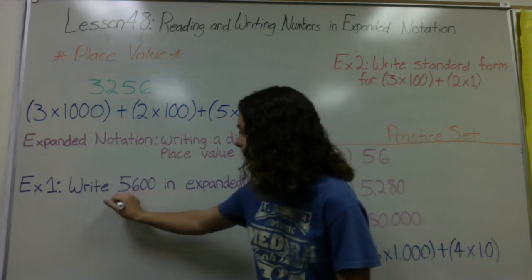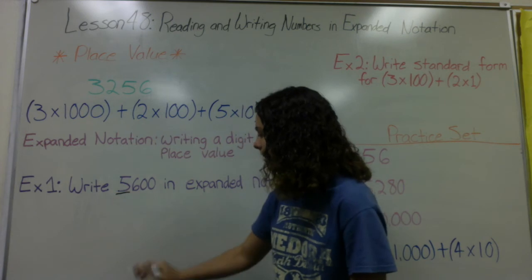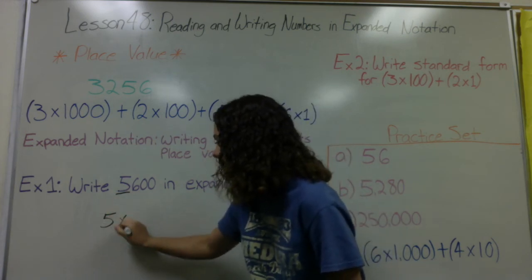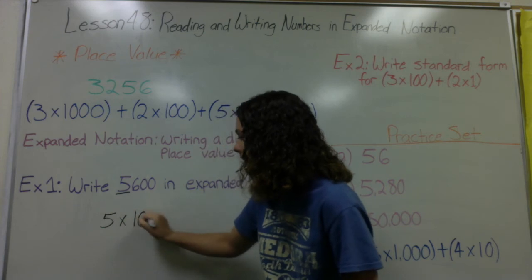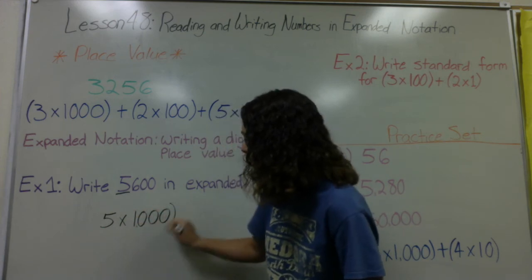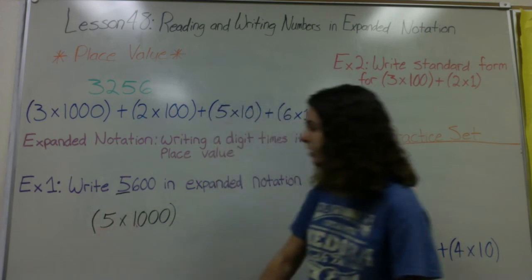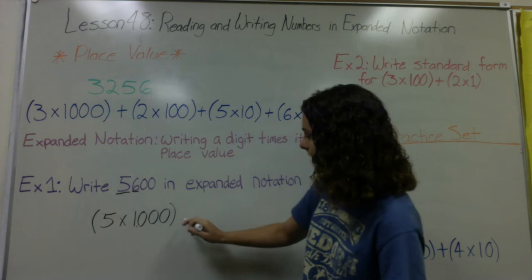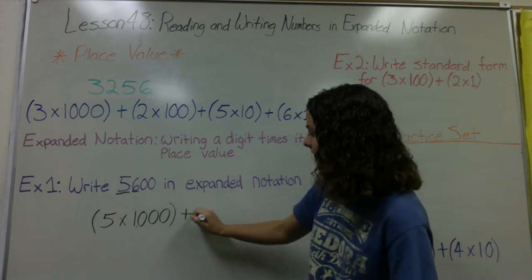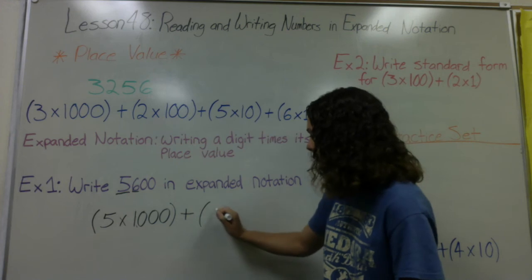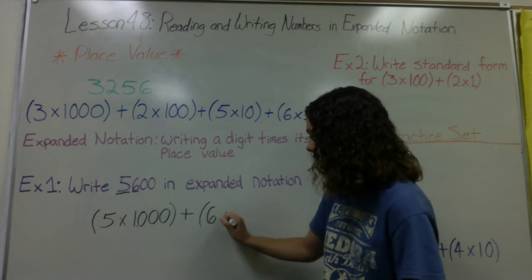So the 5 is in my thousands place. So I'm going to write 5 times 1,000. And I want you to be writing this down with me as well. 5 times 1,000, we put parentheses around it, and then we're going to add it to our next digit and its value, which is 6, and it's in the hundreds place. So I'm going to add it to 6 times 100.